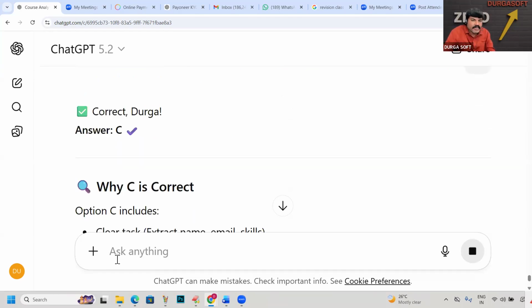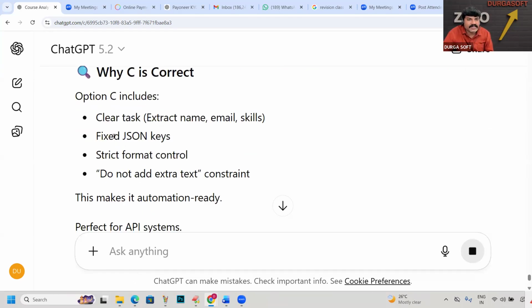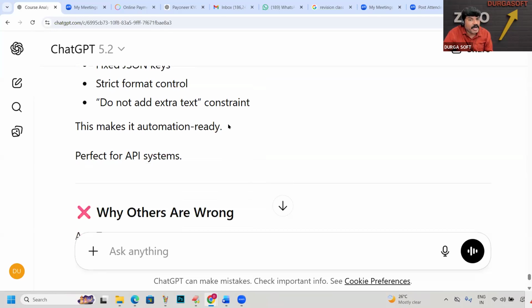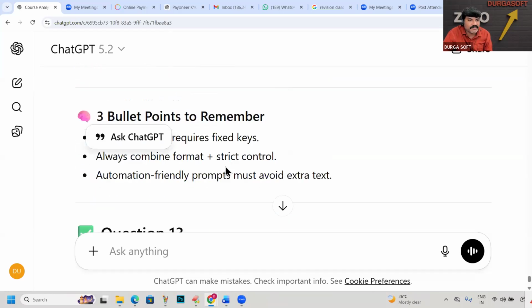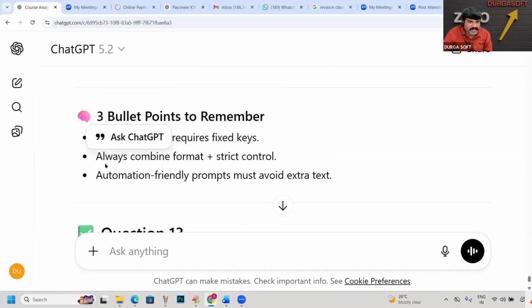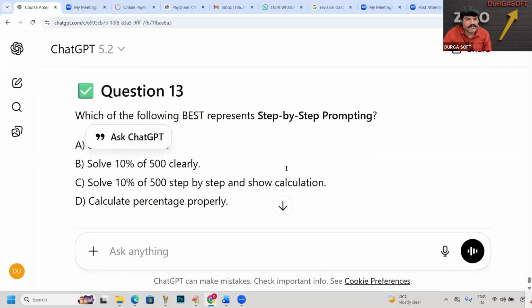Yes, perfect. Okay. So clear task, fixed JSON keys, strict format control. Do not add extra text. It's a constraint. This makes AI automation ready. Perfect for API systems. JSON extraction requires fixed keys, always combine format.